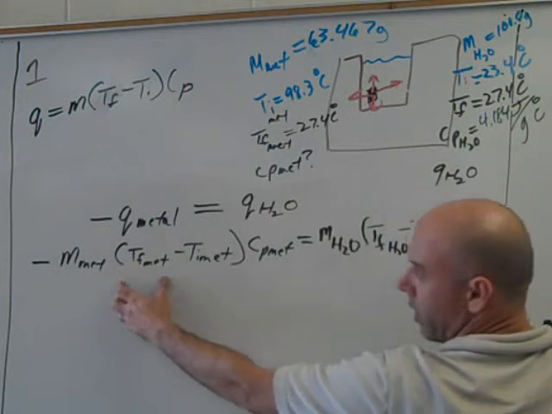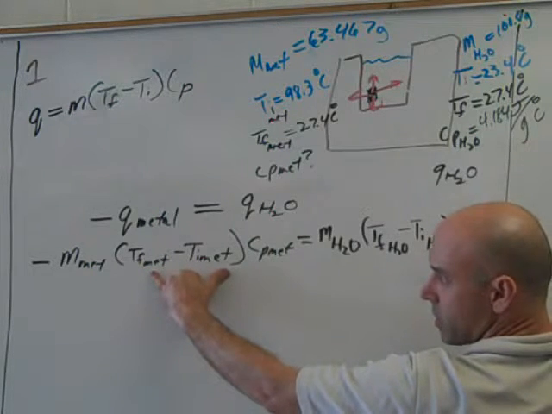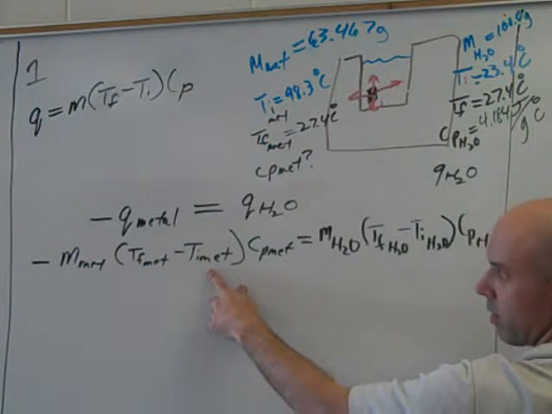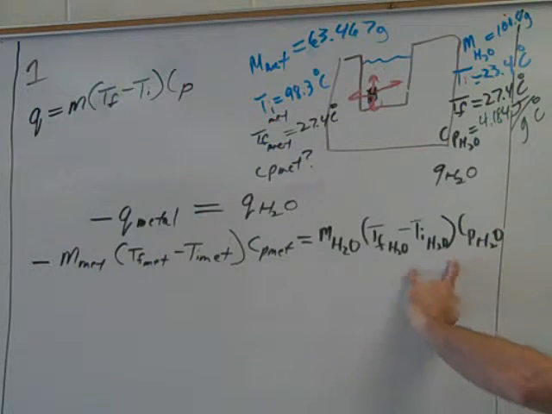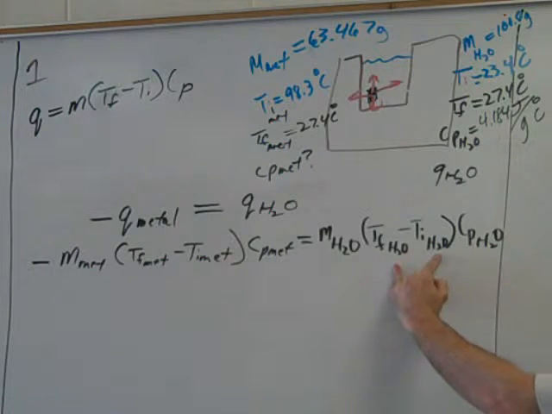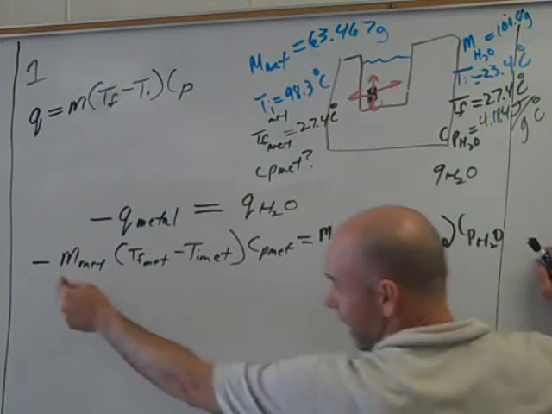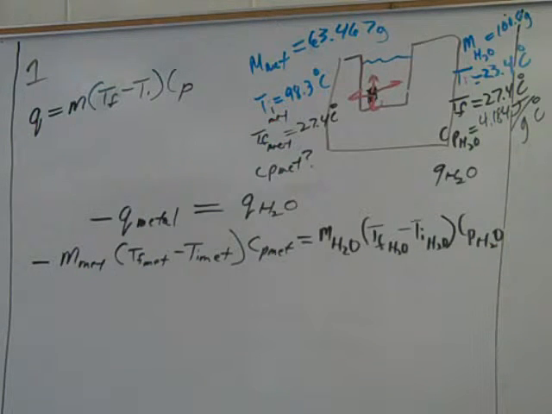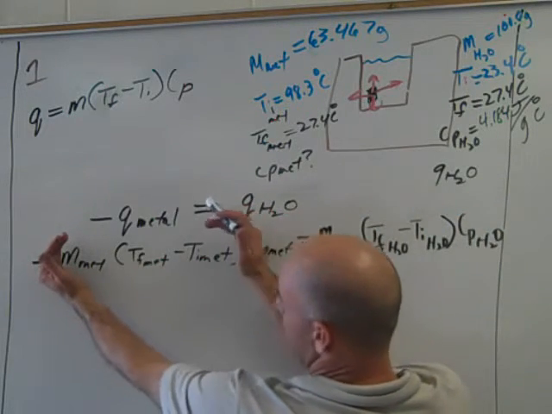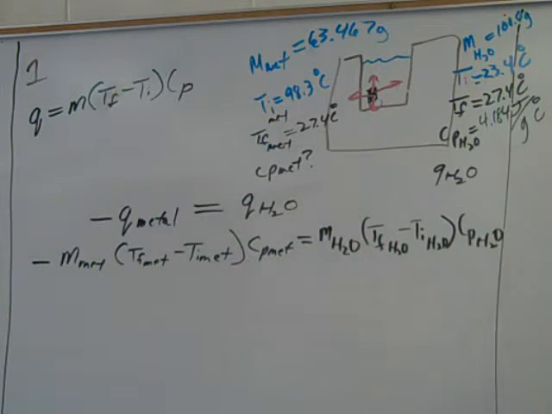You've got the mass of the metal times the temperature change, the final minus the initial of the metal, times the specific heat of the metal is equal to the mass of the water, the final temperature of the water minus the initial temperature of the water times the specific heat of water. Why the negative sign? Again, because the metal's losing, the water is gaining. So think of it as negative times all of this. Just like if I'm negative $5, it doesn't mean the dollars disappeared, it just means I lost them.